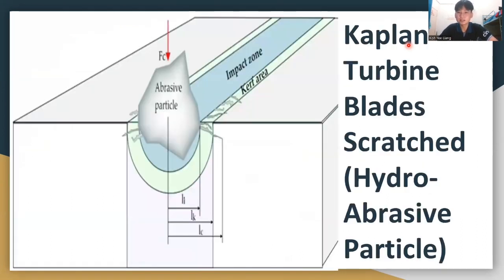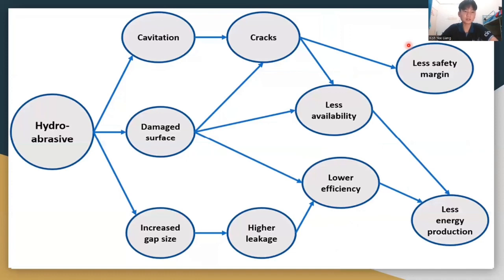Now the third: Kaplan turbine blades have scratches because of hydro-abrasive particles. This is because the river has many small sediment particles, and when the particles crash into the turbine blades, they create an impact zone. So what will happen? Hydro-abrasion can cause cavitation because when there is an impact, there will be cracks, and these cracks can also be counted as cavitation. The surface is damaged, and it can also increase the gap size. When the gap size increases, there will be higher leakage.